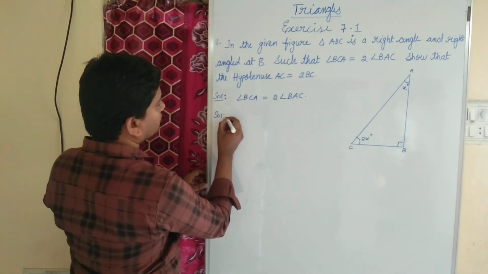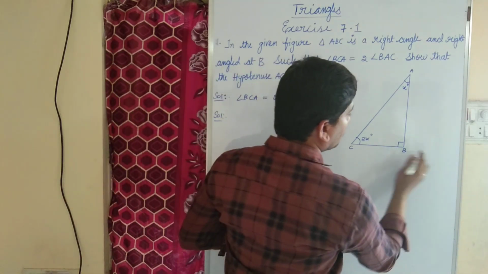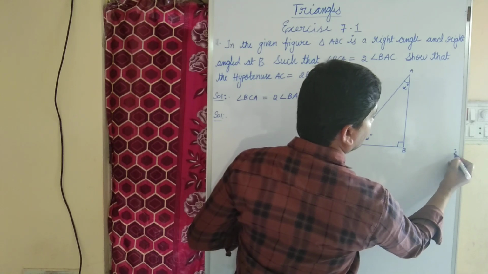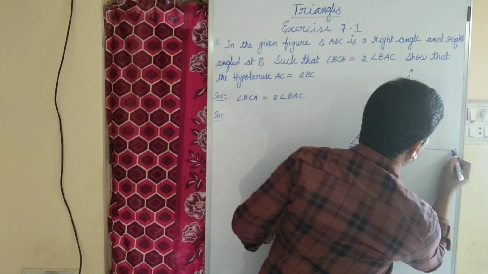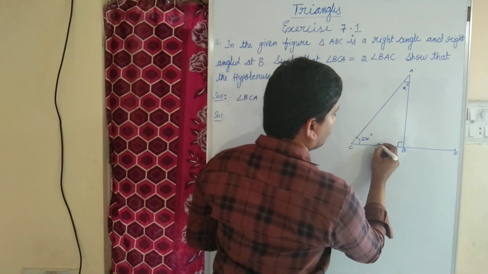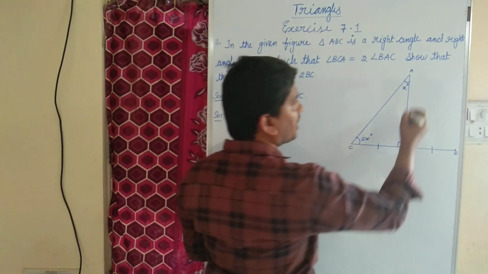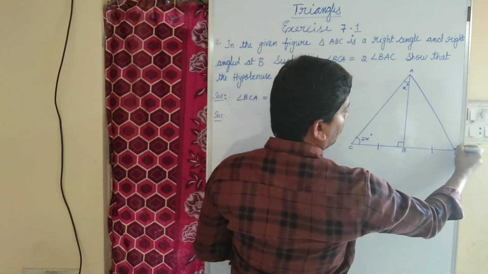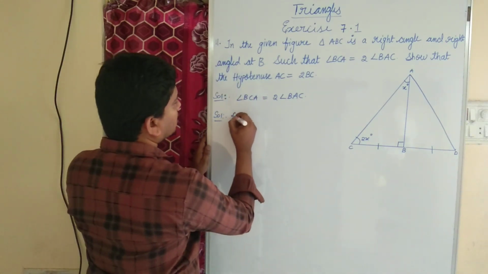What to do? Let us produce CB to D. Let us produce CB to D such that BC equal to BD and join A to D. Children, did you understand what we did? Construction.